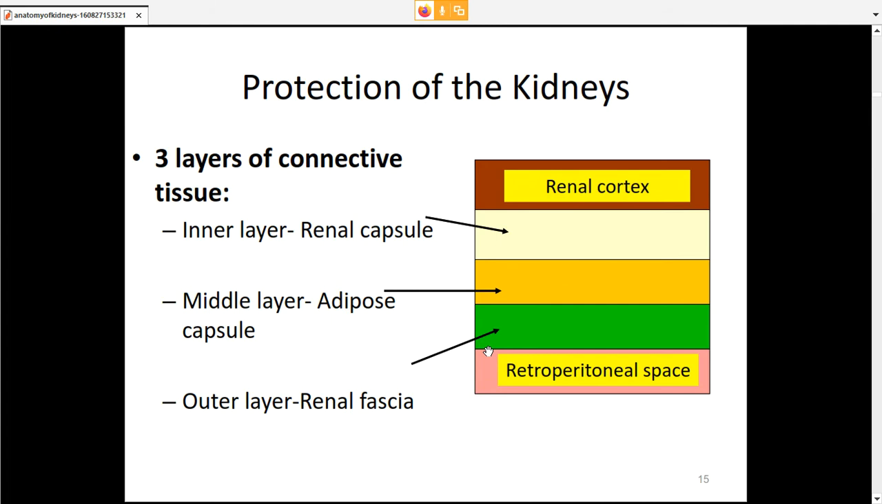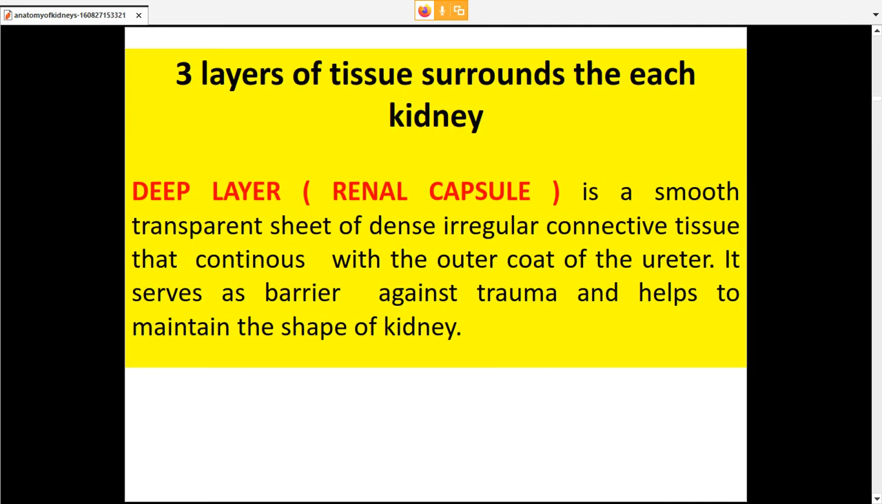Then protection of the kidneys, there are three layers of connective tissue. Inner layer is called renal capsule. Okay, then middle layer is adipose tissue, then outer layer is renal fascia. These structures you remember, and you can write down these notes, and you can write in the examinations also. Then the three layers of tissues surround each kidney.